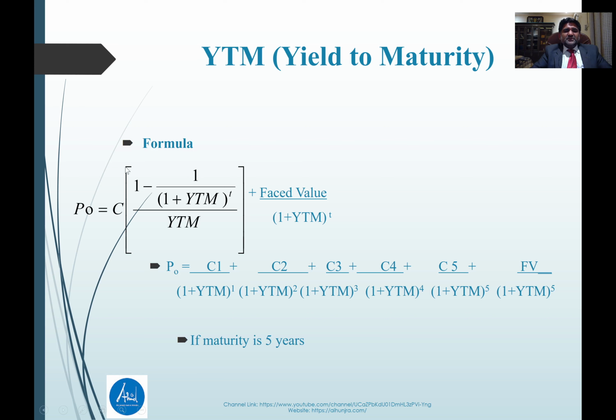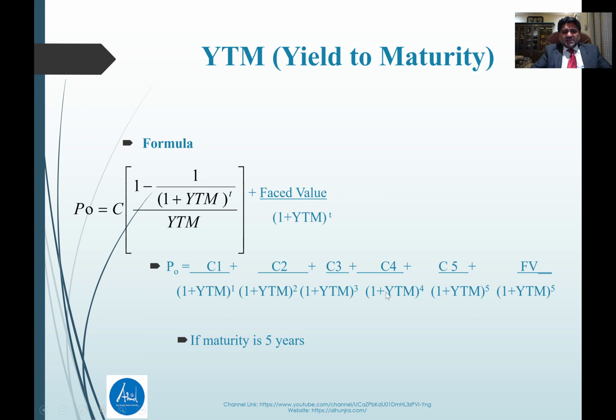So we can use the present value of annuity formula, which is the coupon, meaning the equal payment amount, multiplied by the whole of 1 minus 1 divided by 1 plus yield to maturity, here KD, or we can name it yield to maturity, raised to the power T, whole divided by yield to maturity, plus face value divided by 1 plus yield to maturity raised to the power T.